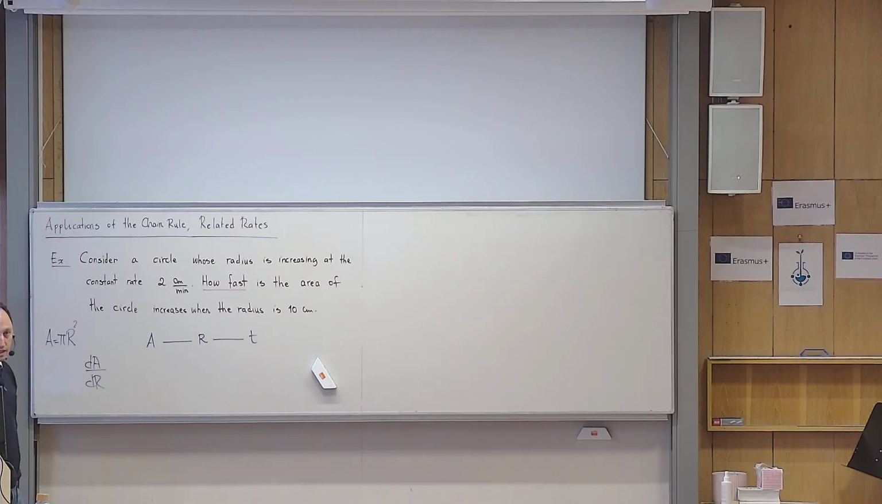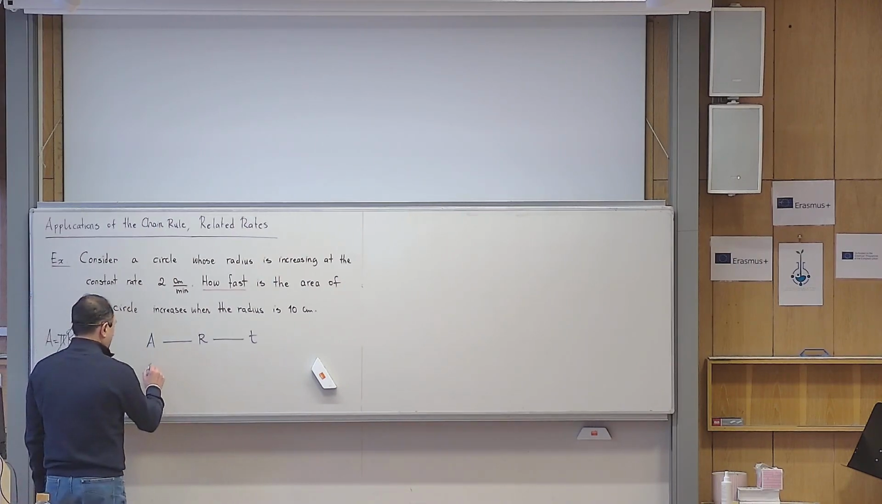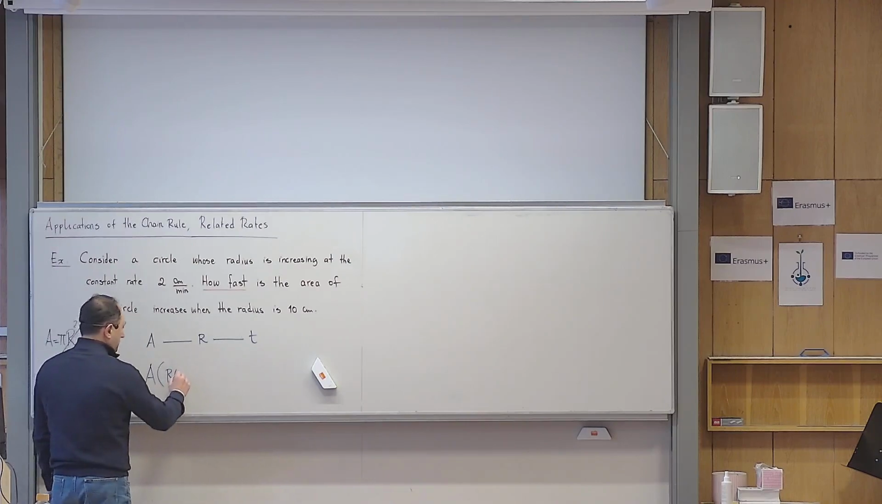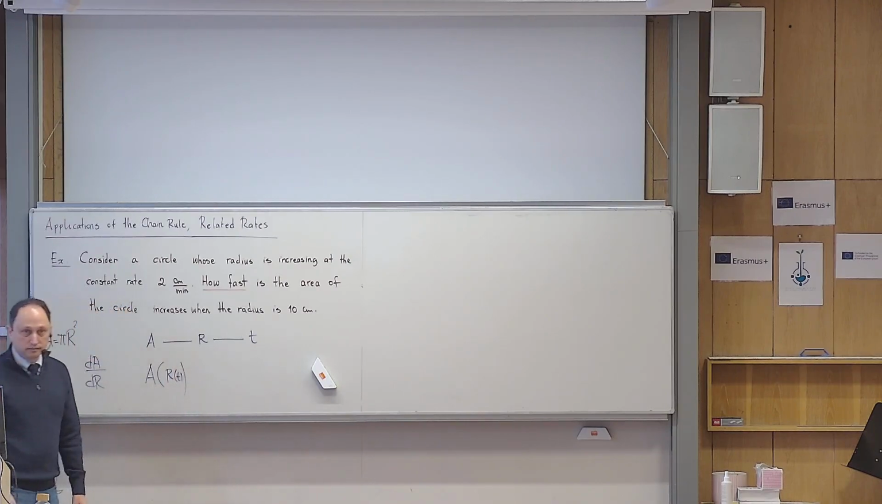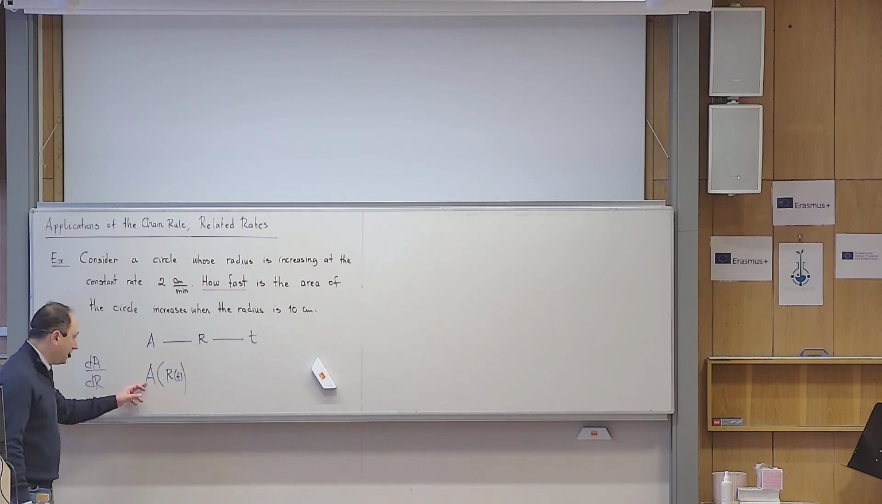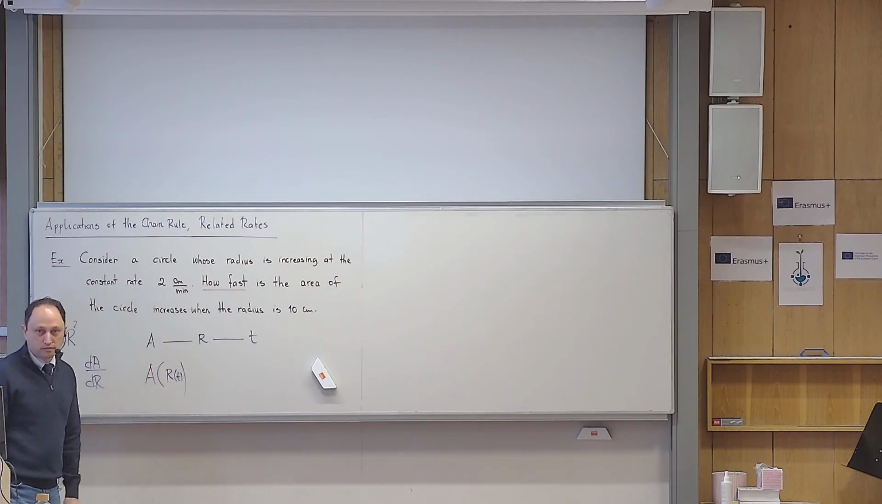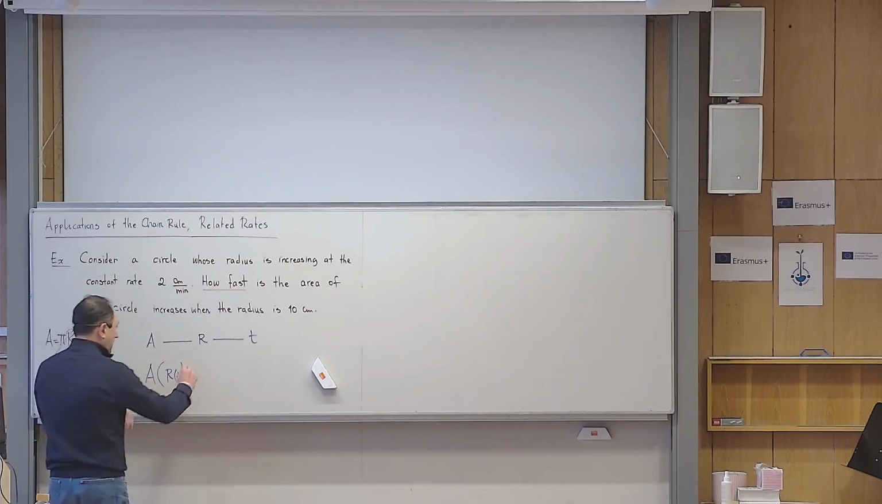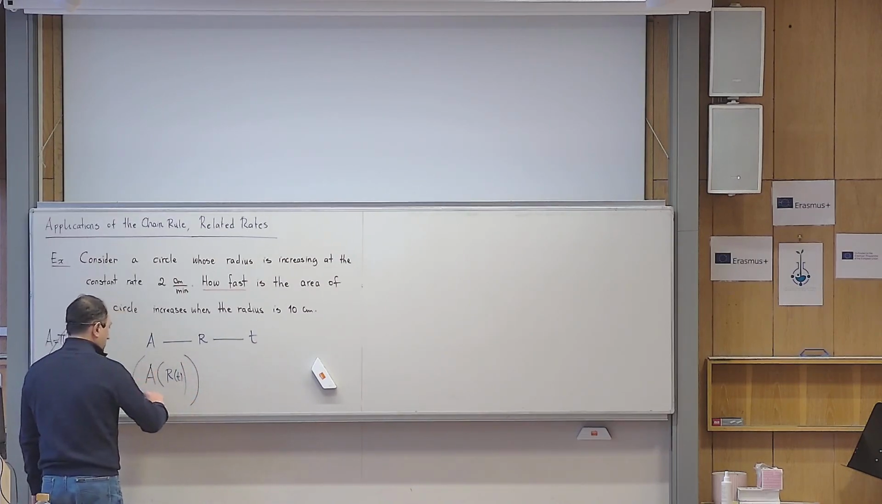Yes, is that clear? So if I want to write it like this, A is a function of R, but R itself is a function of t. Yes, so that is A after R. A after R, that's the composition of two functions, A and R. Okay? And now what I want to know is how area is changing over time. So it means that I have to take the derivative of this.